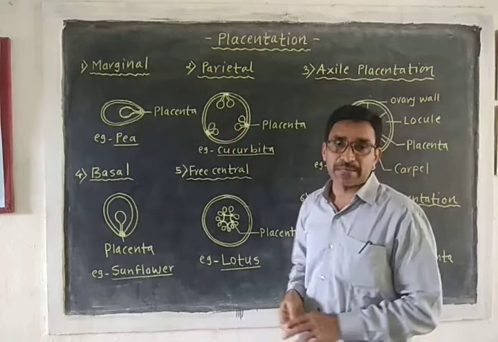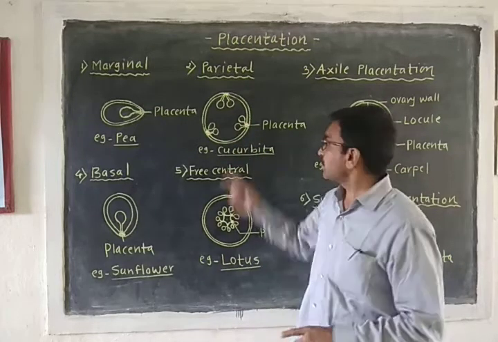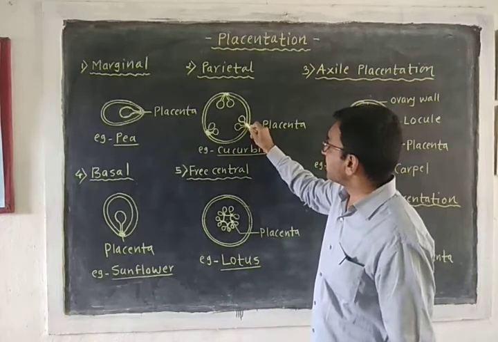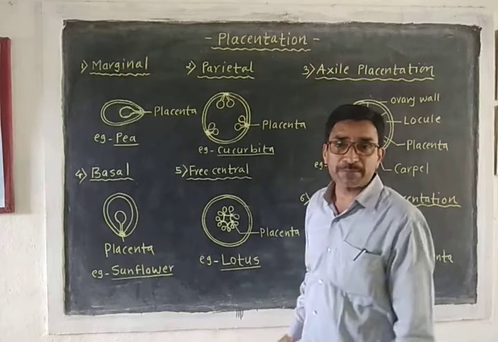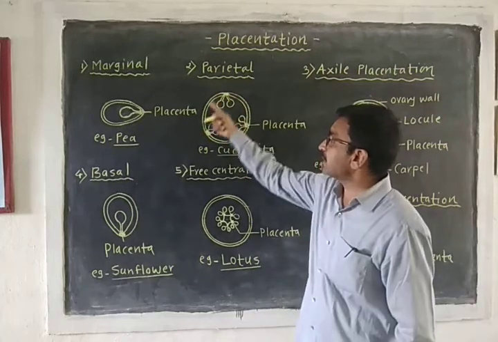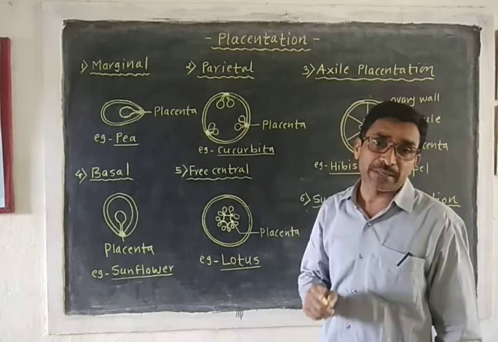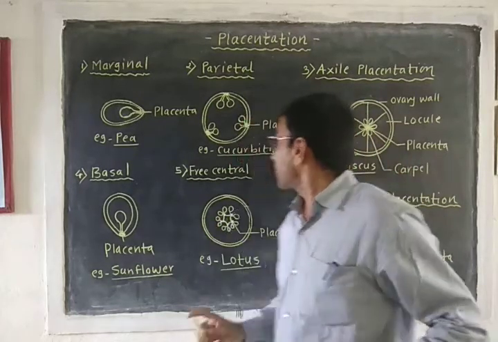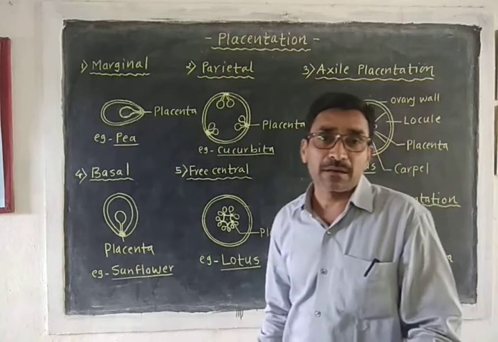It is multicarpellary because more carpels are present, but the placenta is present at the periphery of the ovary. The placenta is present at the periphery of the ovary. Hence it is called as a parietal placentation. An example of parietal placentation is a cucurbita.